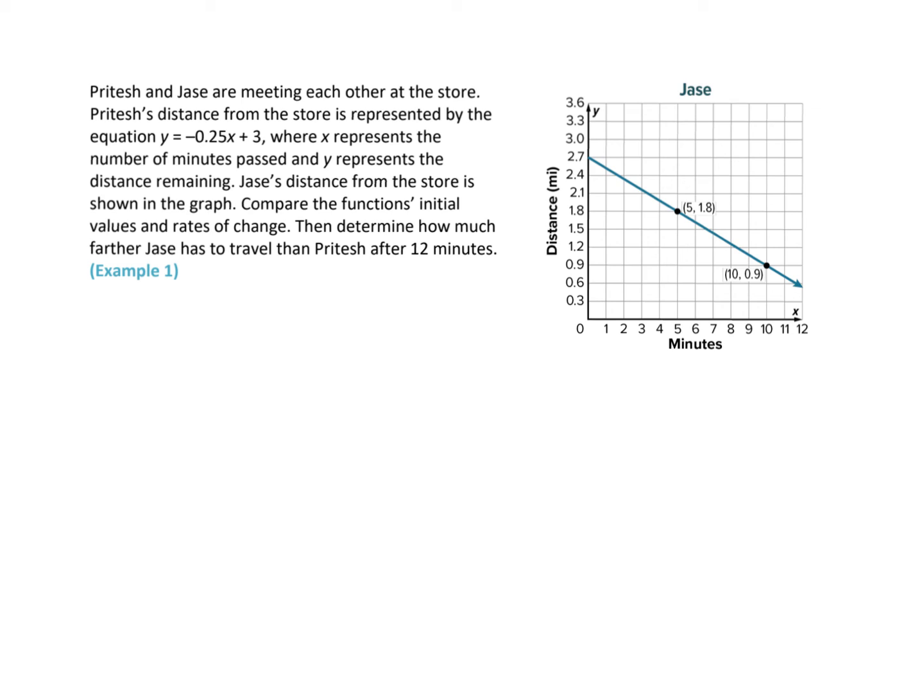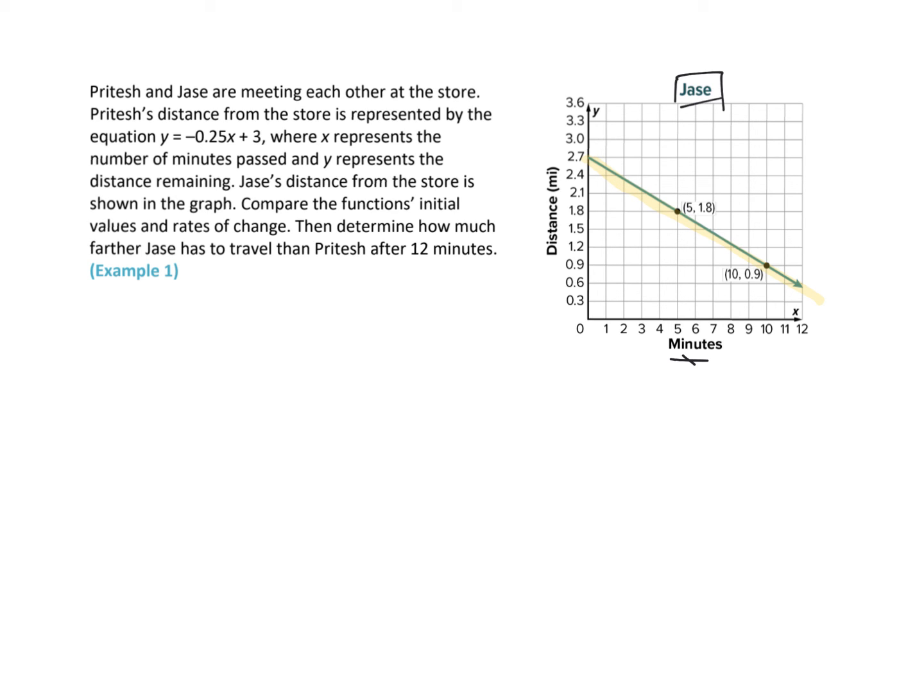All right, last thing I want to show you is a problem like this. I'm not going to work all the way through it, but I just want to show you one because we haven't had one with a negative slope yet. If you take a look at this one, you might notice the line is going down. This is dealing with somebody's distance away from a store. This guy, Jace, starts 2.7 miles away from the store. And as time goes by, he's getting closer and closer to the store. That's what that line is showing.